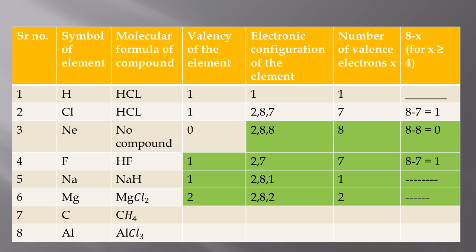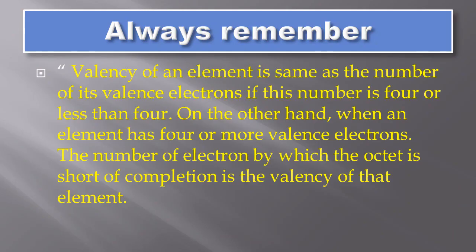Students, carbon and aluminium you have to do on your own. This is so simple, you can solve it by yourself. We have just seen that if there are more than 4 electrons, then it will be 8 minus x, that is 8 minus the number of valence electrons. That will be the valency of that element.